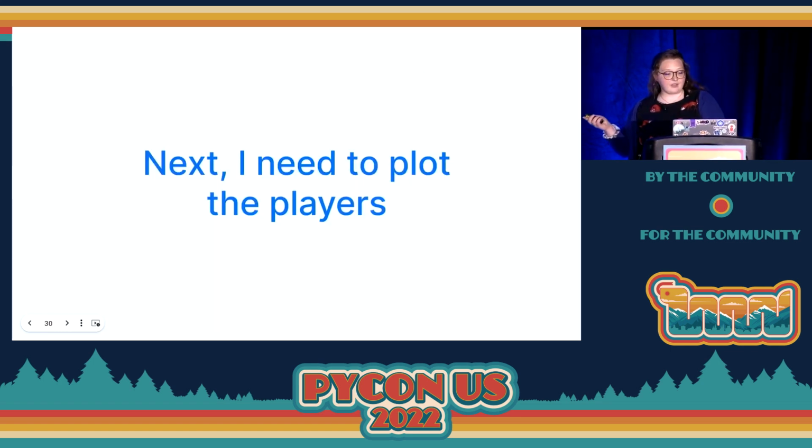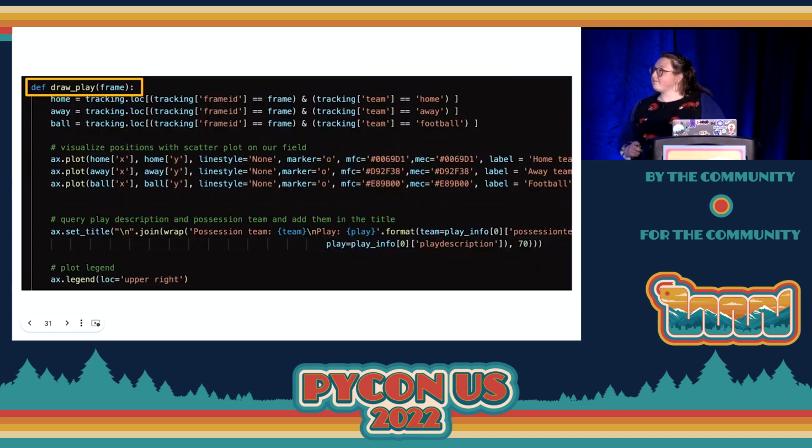So then we have a field, but now we need to actually plot the players. So I created another function, a draw play function. This draw play function takes in a frame argument, and it's going to plot a play from that frame. The frame value represents a moment in time, so I can put in a moment in time and get it plotted.